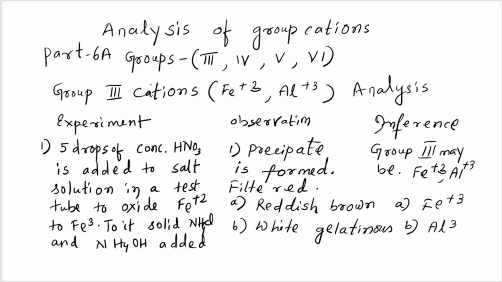Generally, group 3 cations Fe+3 and Al+3 are very important. Now you can see first how you know that Fe+3, Al+3, that is group 3, is present. So you will add 5 drops of concentrated nitric acid to the salt solution. Question is why? Actually, if any Fe+2 ions are present, then it will oxidize to Fe+3. To that, we will add ammonium chloride, which should be solid, and ammonium hydroxide.